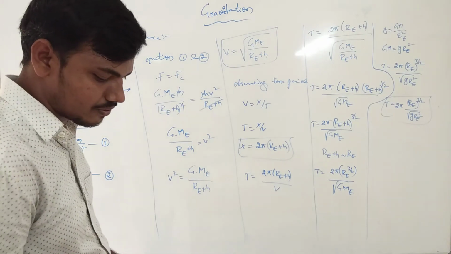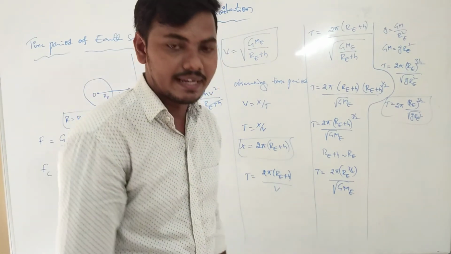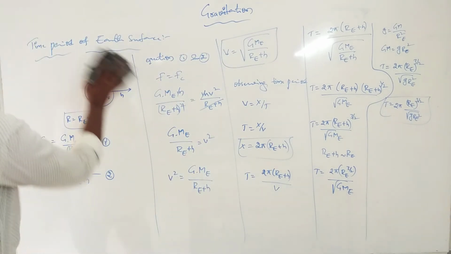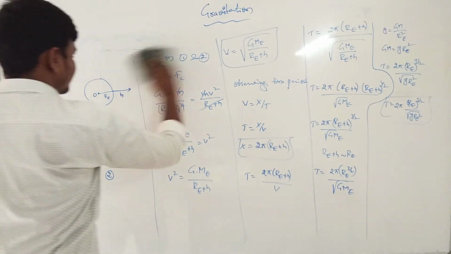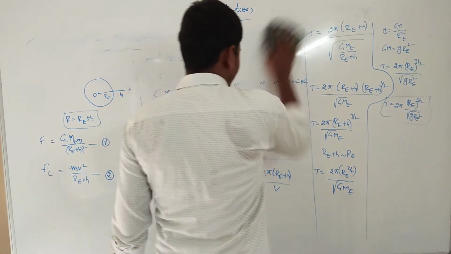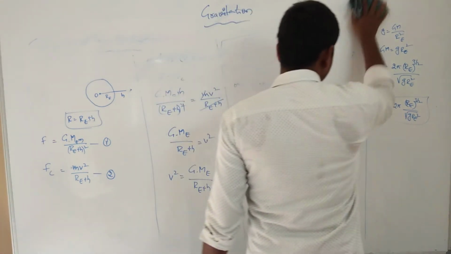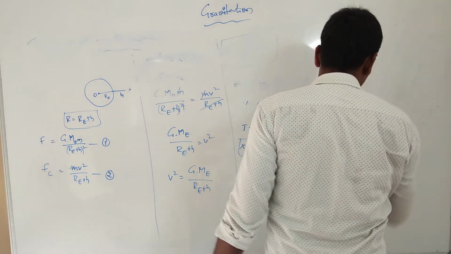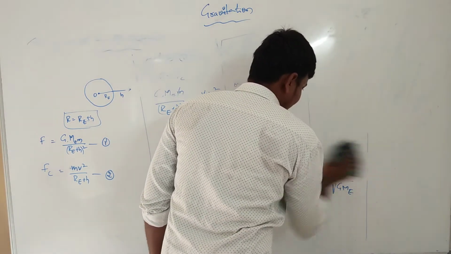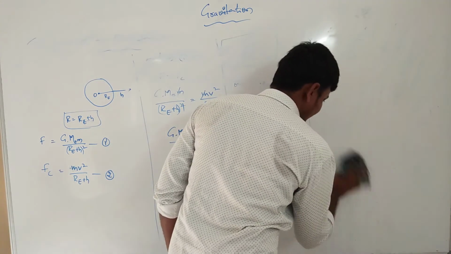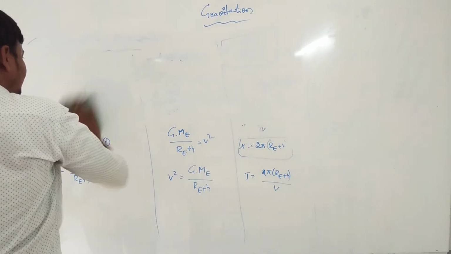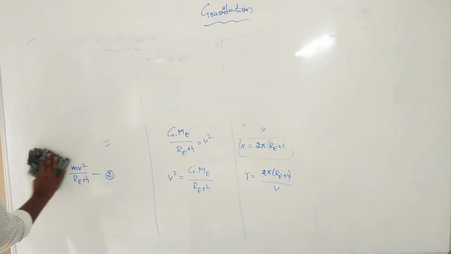Next we go into the energy at the Earth surface. What is the energy at the Earth surface? There are mainly two types: first, potential energy, and second, kinetic energy.